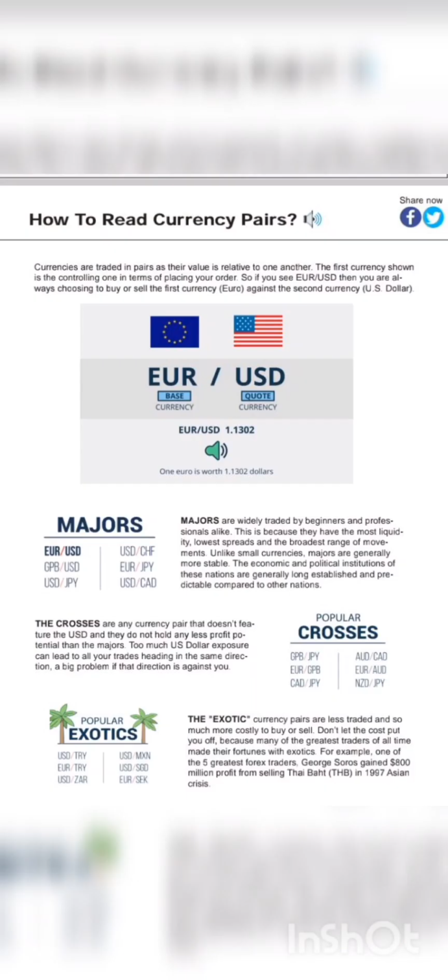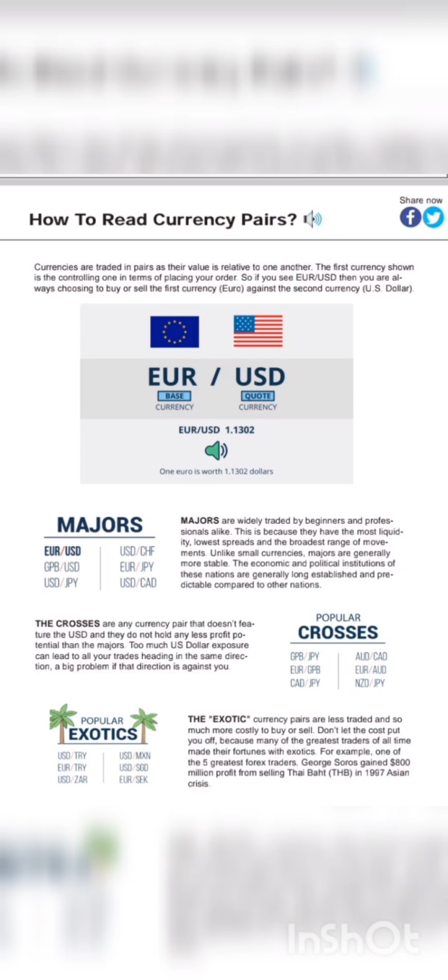So how to read currency pairs, guys? Currency pairs are traded in pairs as their value is relative to another. The first currency shown is the controlling one in terms of placing your order. So if you see EUR/USD, you are choosing to buy or sell the first currency, which is the euro, against the second currency, the US dollar. The first one we call the base currency, and the second is the quote currency. So I'm always trading the base to the quote.